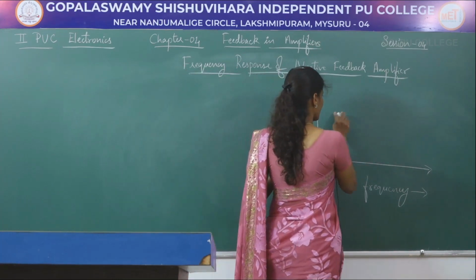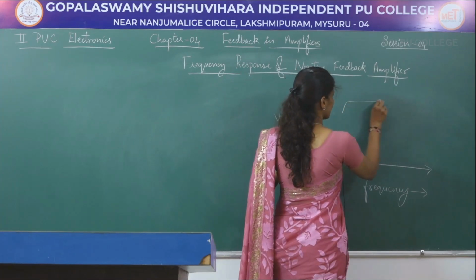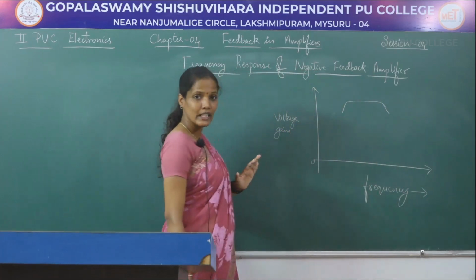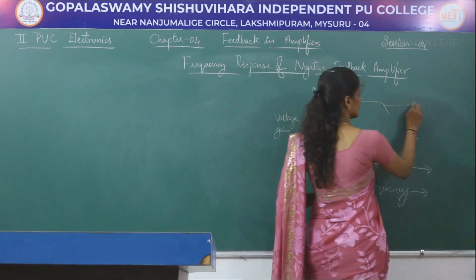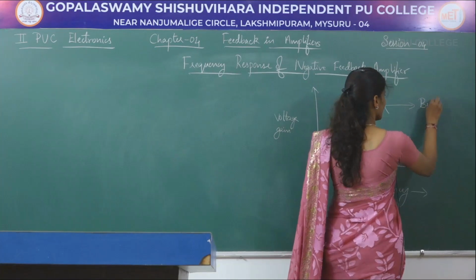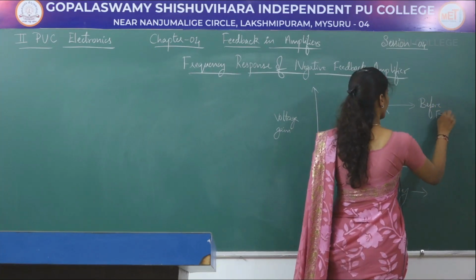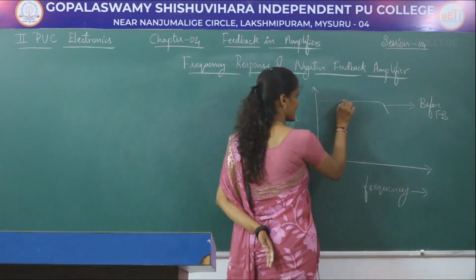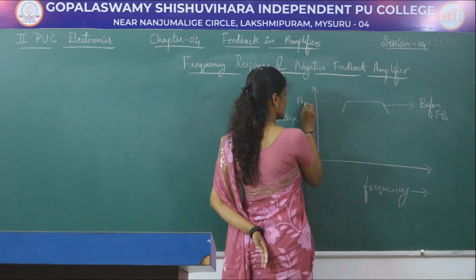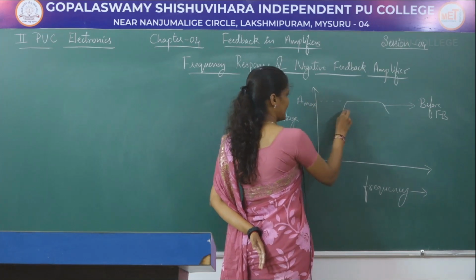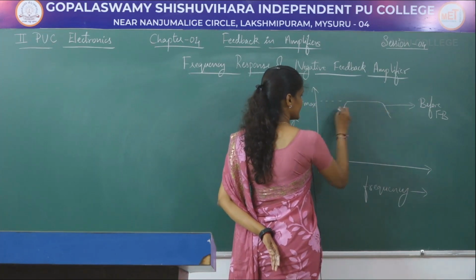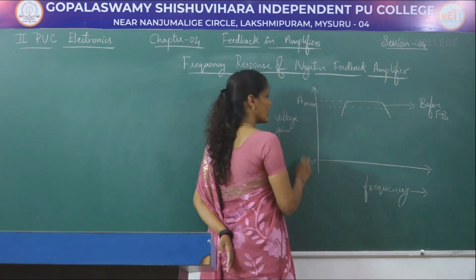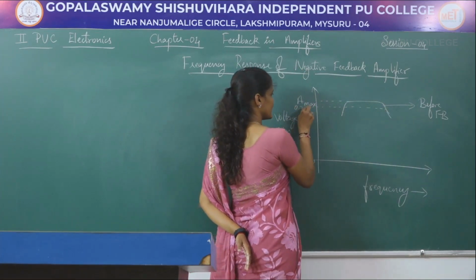If I consider this as the voltage gain curve or the frequency response curve before the feedback network, before feedback, let me write it as FB. This is the maximum gain. Let us denote it by A max, and the 3 dB gain of this is nothing but 0.707.